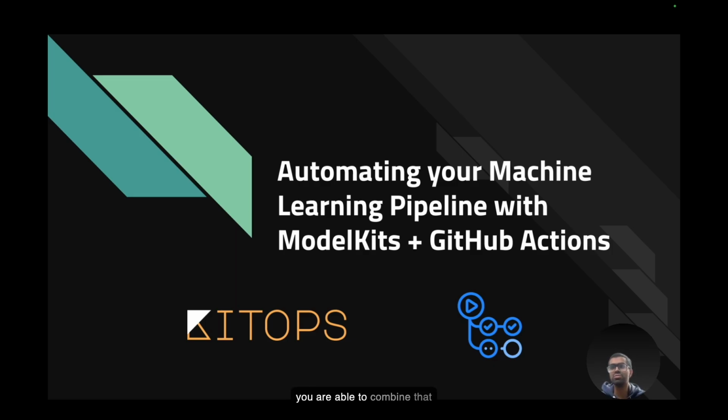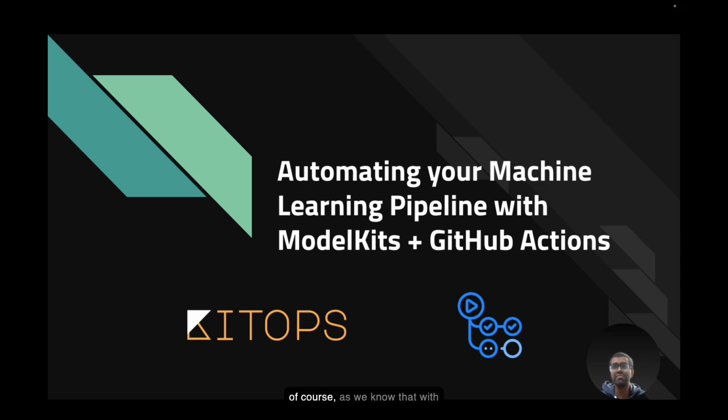When you combine that with GitHub Actions, which is a CI/CD platform offered by GitHub, these tools can help you build CI/CD pipelines to automate some of the key tasks, such as unpacking your models, testing them, and deploying them. So let's look at how you can leverage and integrate ModelKits with the help of GitHub Actions to create reliable workflows for machine learning based applications.